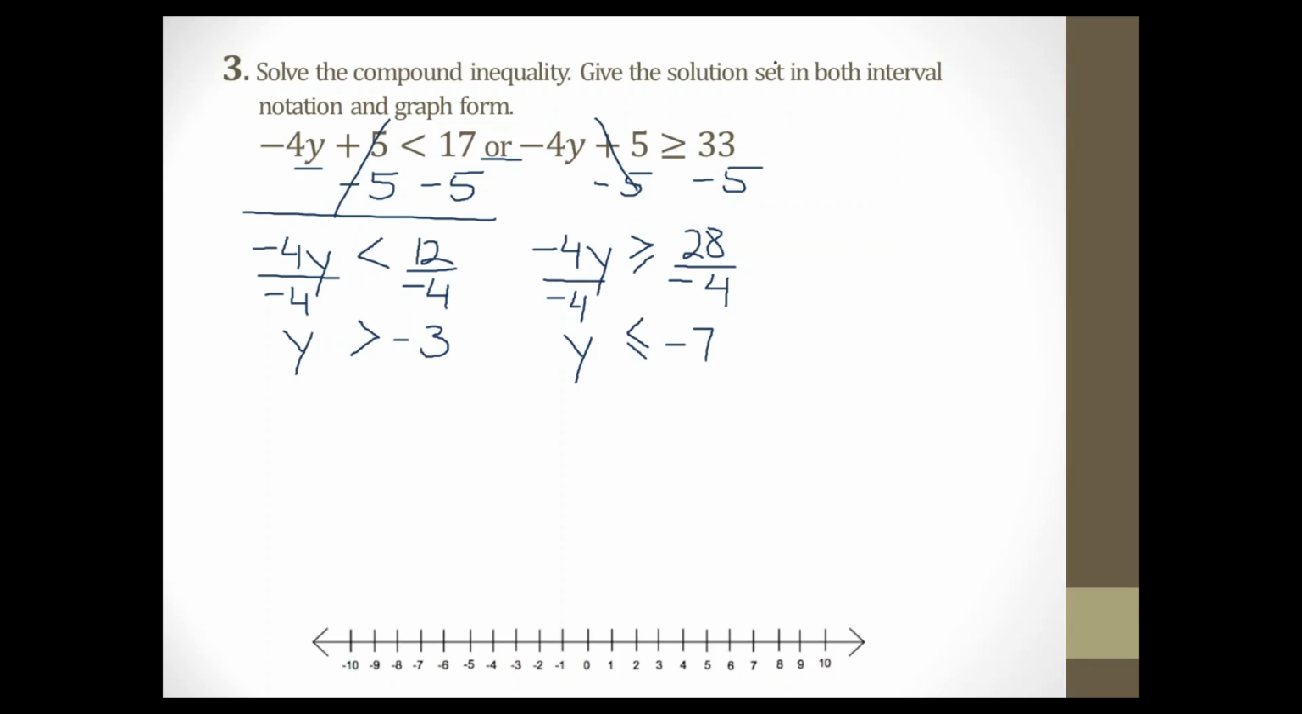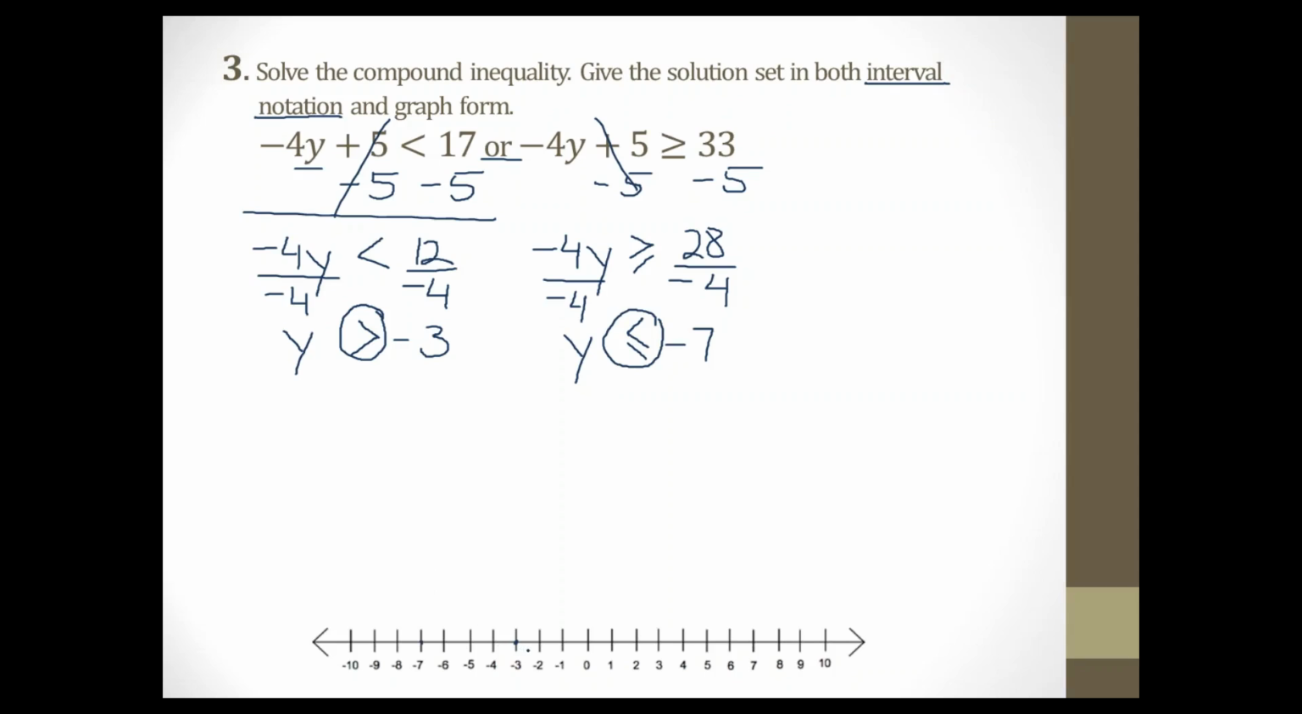So in this problem, we don't have to write it in set builder notation, but in this case, they want it in interval notation. And I'm going to graph it first because it's easier for me to write it in interval notation if I can read it off the graph. So I need my -3 and my -7 is right here. And then pay attention to the sign. In this case we have a greater than and then a less than or equal to.